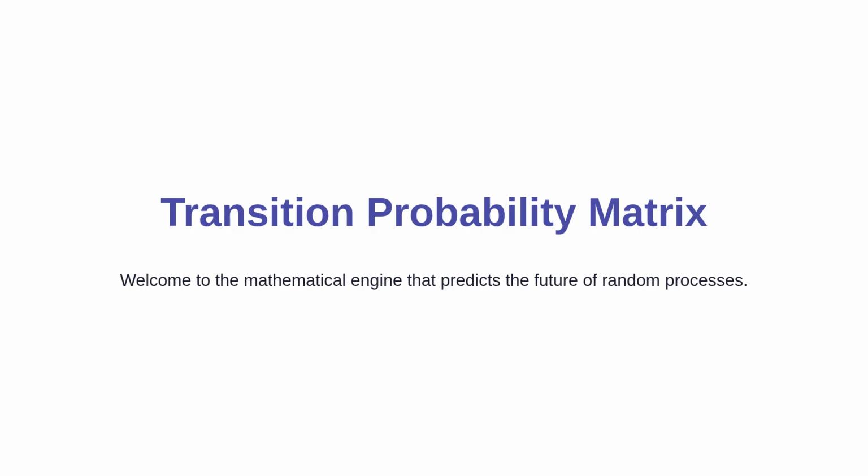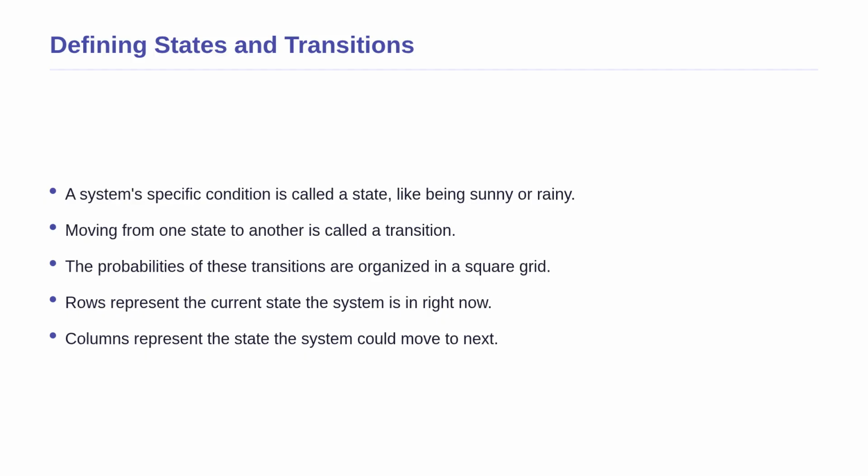how it works. To begin our journey, let us think about how systems change over time. A system's current situation, like the weather being sunny or rainy, is called a state. When the weather changes from sunny to rainy, we call that a transition. Because these changes are random, we can only talk about the chances or probabilities of them happening. We organize all these chances into a neat, square grid. The rows tell us where we are right now, and the columns tell us where we might go next.